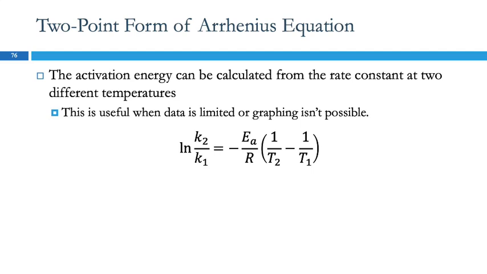So we can also calculate the activation energy if we know the rate constant at two different temperatures. We can't get the frequency factor, but honestly, the frequency factor is not very useful. This is called the two-point form of the Arrhenius equation, and you'll notice it bears some similarity to the linear form. We would use this when either we have limited data or we can't graph because we don't have access to that.